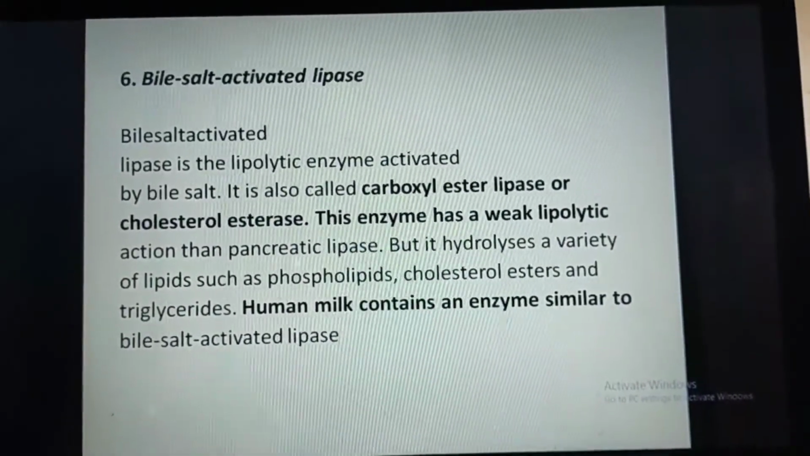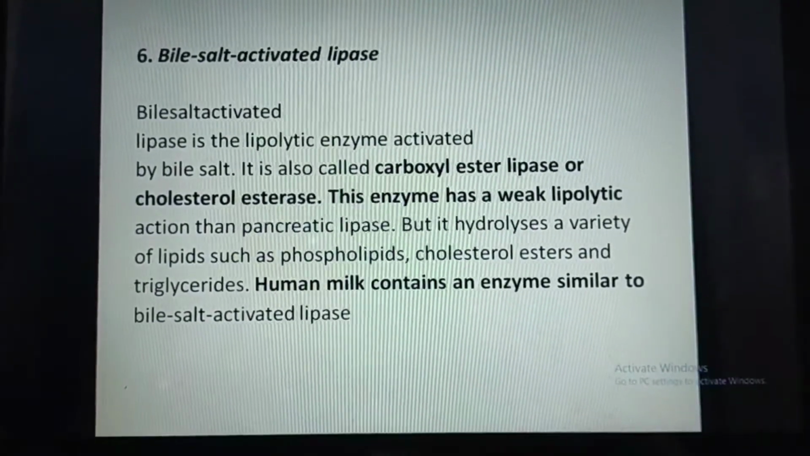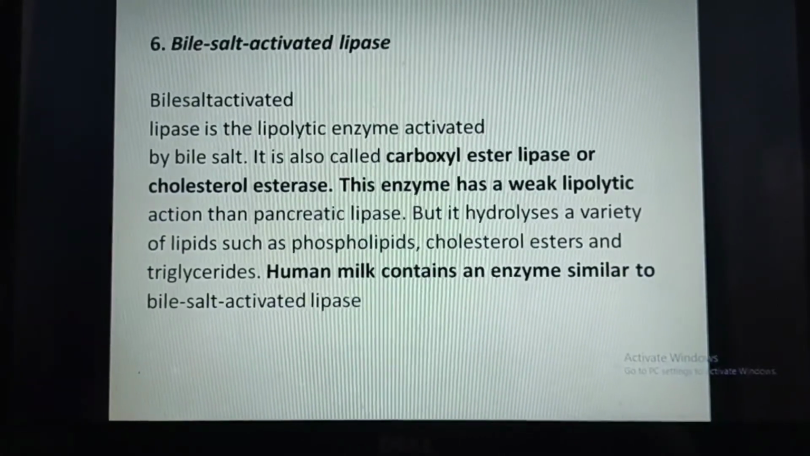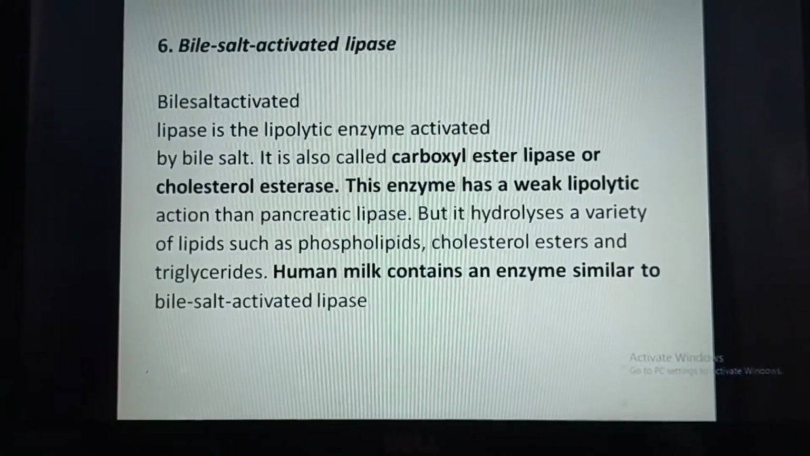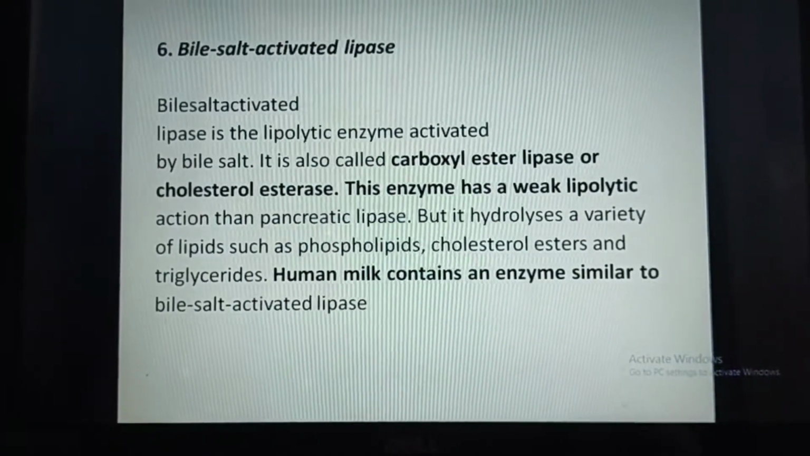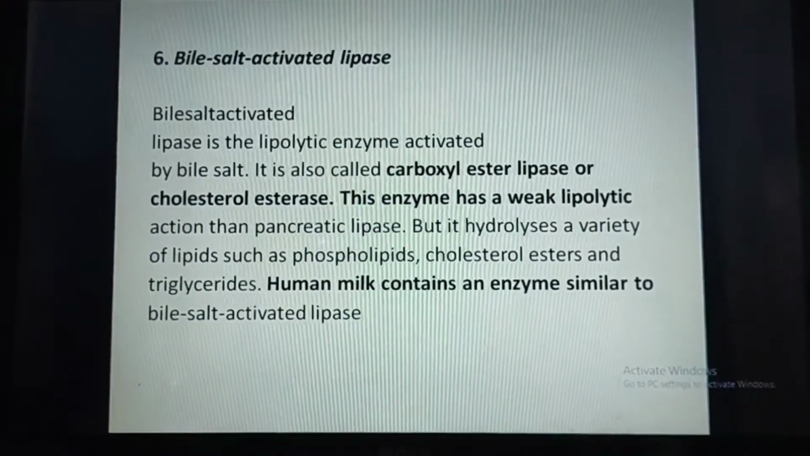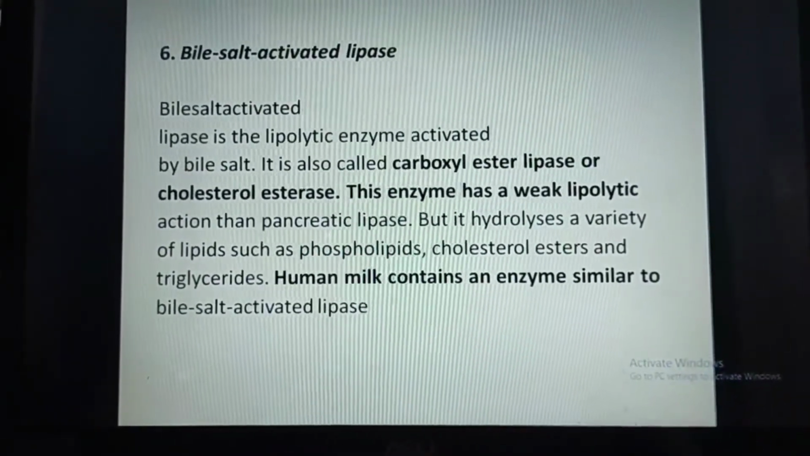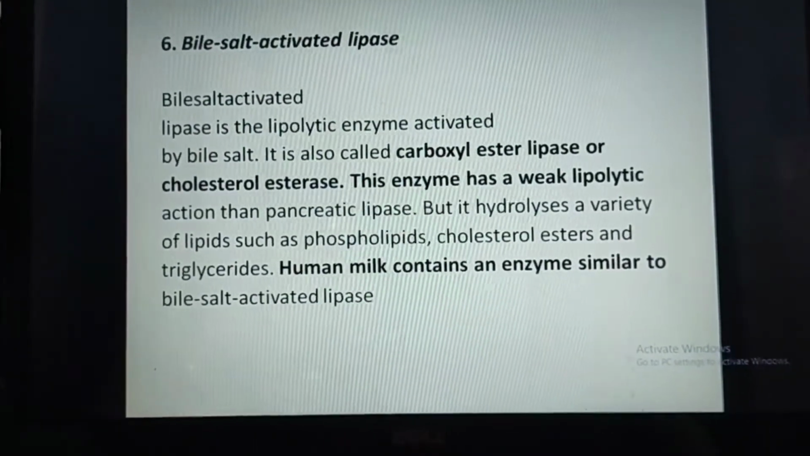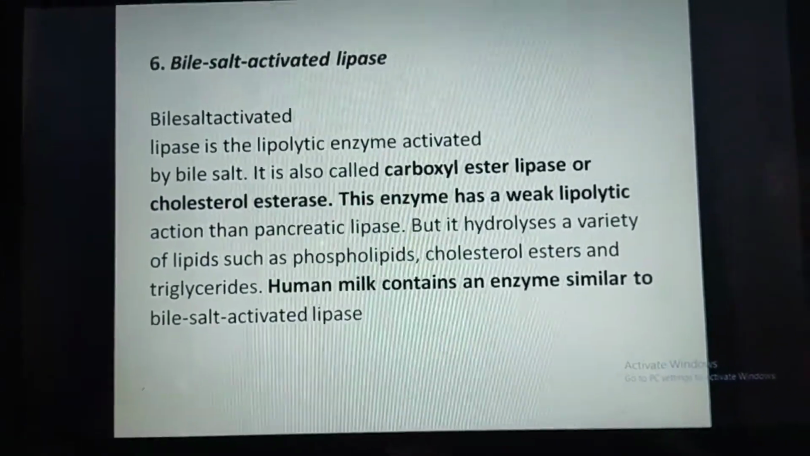Bile salt activated lipase. Bile salt activated lipase is a lipolytic enzyme activated by bile salt. It is also called carboxyl ester lipase or cholesterol esterase. This enzyme has a weaker lipolytic action than pancreatic lipase, but it hydrolyzes a variety of lipids such as phospholipids, cholesterol esters, and triglycerides. Human milk contains an enzyme similar to bile salt activated lipase.